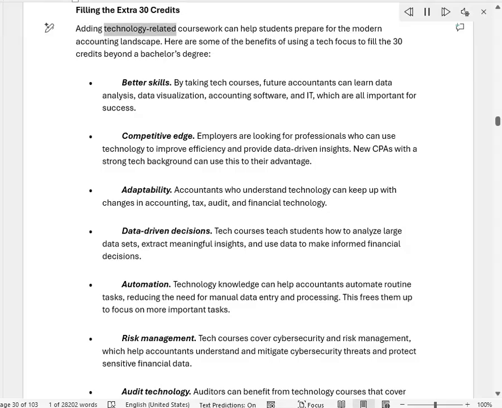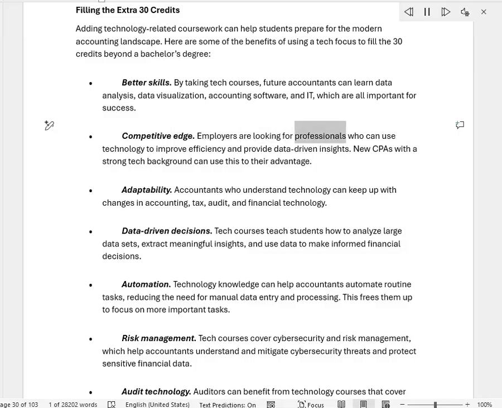Filling the extra 30 credits. Adding technology-related coursework can help students prepare for the modern accounting landscape. Here are some of the benefits of using a tech focus to fill the 30 credits beyond a bachelor's degree. Better skills. By taking tech courses, future accountants can learn data analysis, data visualization, accounting software, and IT, which are all important for success.